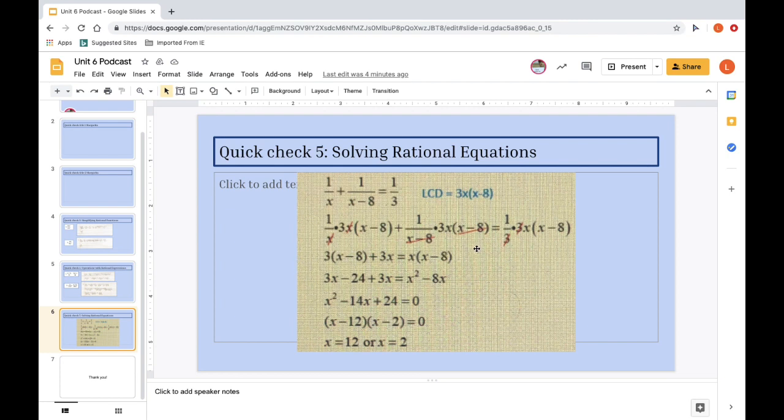Our next step is to distribute the 3 and x minus 8 and the x and x minus 8. We end up getting this equation right here. Our next step is going to be using the box method to get to this part of the equation. In the end, you end up getting two factors of negative 12 and negative 2. What you do then is you set them both to 0 to get x equals 12 or x equals 2.